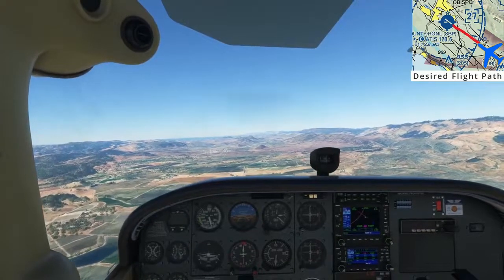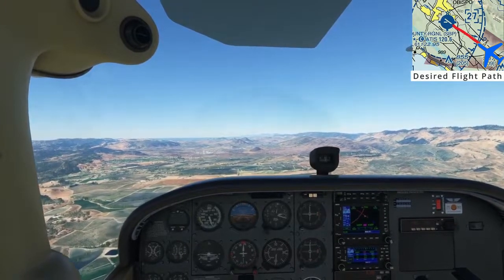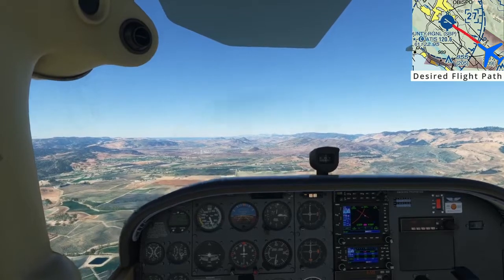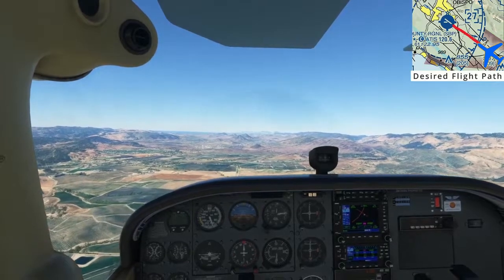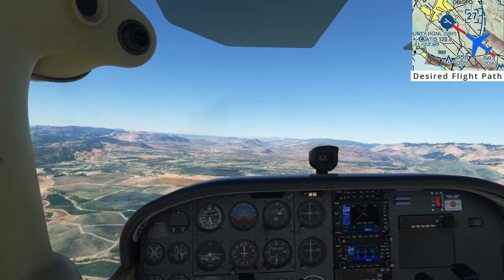That is, we've established two-way radio communication. In other words, we called the tower, and they responded with our call sign. Because of this, we're permitted to enter the Class Delta airspace. Therefore, we can proceed to the requested reporting point of a 3-mile final for runway 29er.